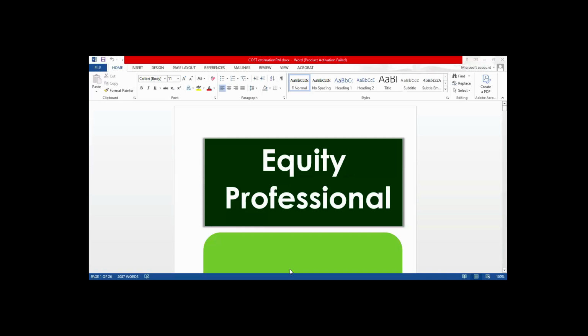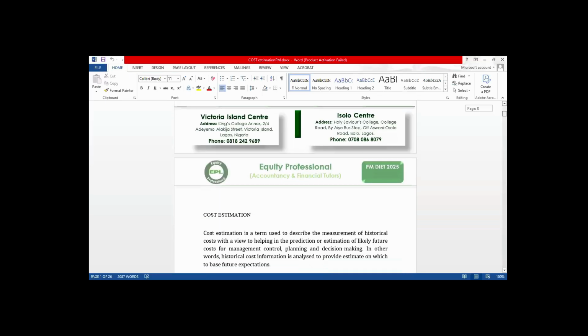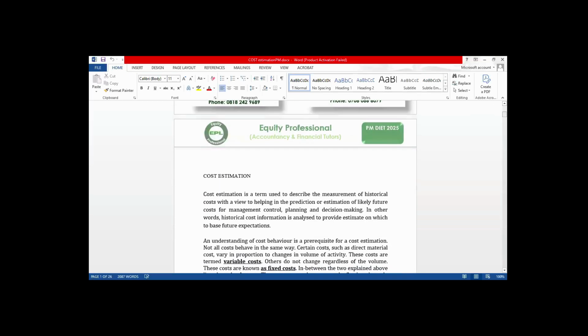Our class tonight, we shall be rounding up on cost estimation. A quick recap of our last discussion. We look at cost estimation. What is cost estimation?